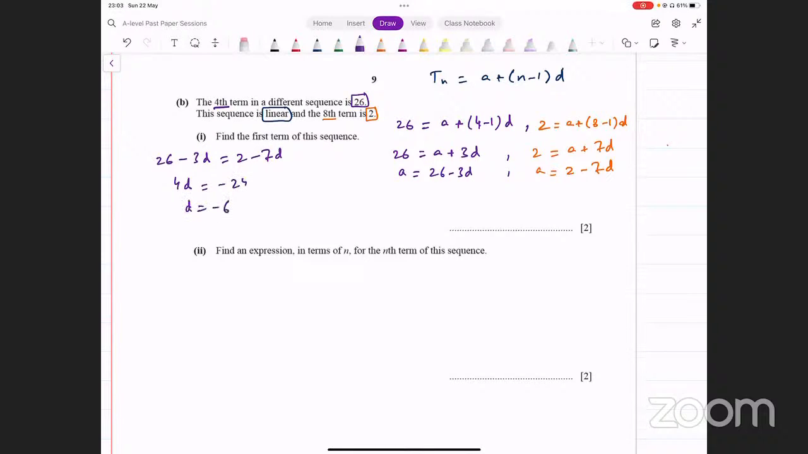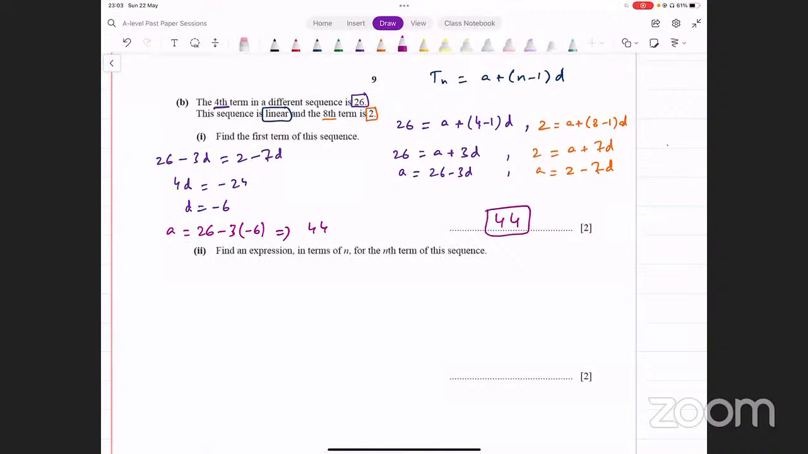Difference equals -6. Difference की वैल्यू आ गई, फर्स्ट टर्म निकाल लिया. फर्स्ट टर्म क्या हो जाएगी? a equals 26, किसी भी इक्वेशन में पुट कर दें, doesn't really matter, दोनों से सेम वैल्यू आएगी. 26 minus 3 times -6, and that's going to give me 26 plus 18, which is 44. This value should be 44.